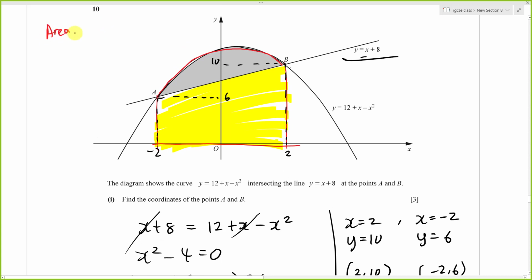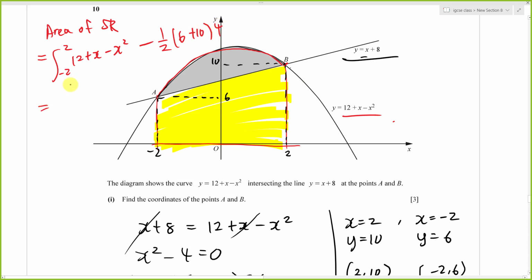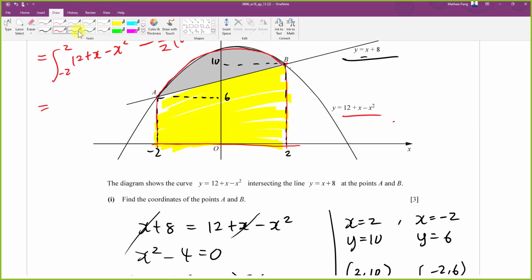So area of the shaded region equals the integral from negative 2 to 2 of the curve, which is 12 plus x minus x squared, minus the trapezium. Since I have the coordinates, the trapezium is actually quite easy to find. Half of a plus b, which is 6 plus 10, multiplied by the height, which is 4. Alright, just need to solve this equation, then I should be able to get the answer.